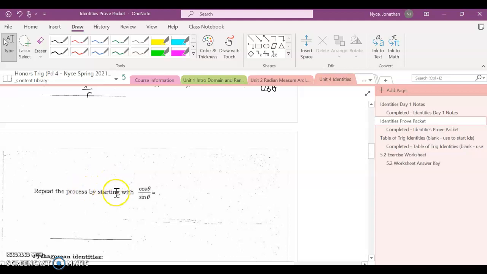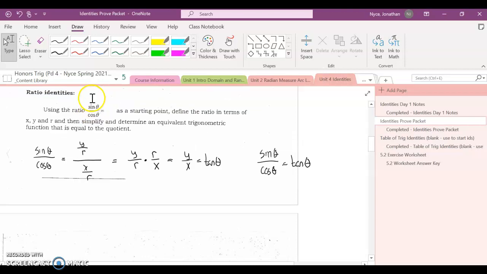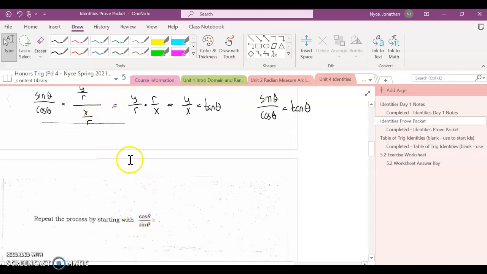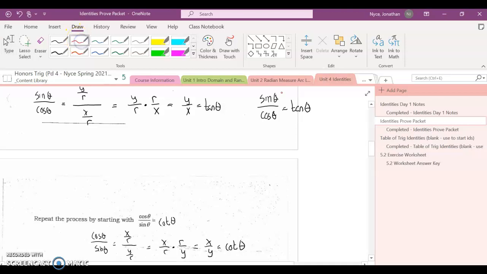If we repeat that process, starting with cosine over sine: sine over cosine and cosine over sine are reciprocals. Well, we know the reciprocal of tangent is cotangent. So if you want to pause the video and verify that cosine over sine is equal to cotangent using x's, y's, and r's, you can go ahead and do that. I'm going to pause it and give you a chance, and you can come back and check. So these two identities we're going to put in that table of trig identities.